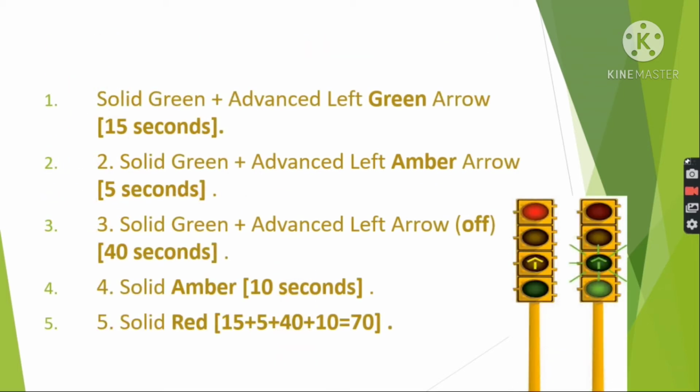Now let's go through the traffic light cycle. First state is solid green plus advanced left green arrow which remains on for 15 seconds. Second, solid green plus advanced left amber arrow which remains on for 5 seconds. Third, solid green plus advanced left arrow which remains on for 40 seconds. Fourth, solid amber which remains on for 10 seconds. Fifth, solid red which remains on for 70 seconds and it is the sum of all the 4 stages.